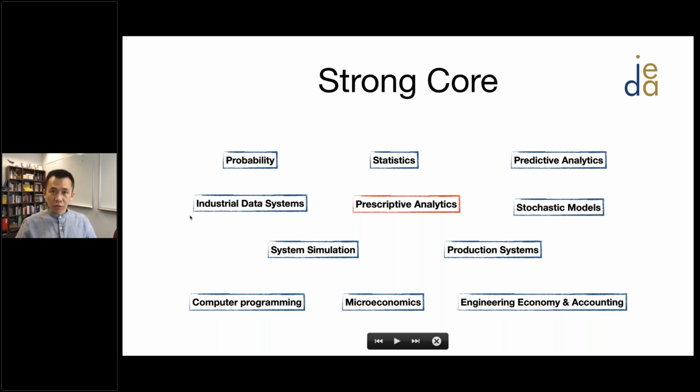We also have the database courses. This database course is basically about relational databases, how we query them, all these sorts of things. We also have system simulation. This is a more advanced simulation.